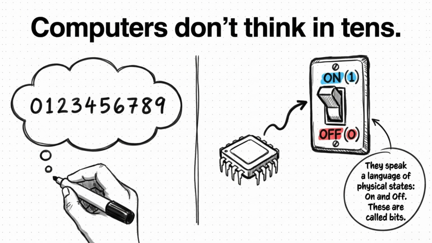Computers don't think in tens, hundreds, or thousands like we do. They speak a language of only two states, on and off, represented by zeros and ones. These are called bits. But how does a computer use just two digits to represent every number we know, including the negative ones?